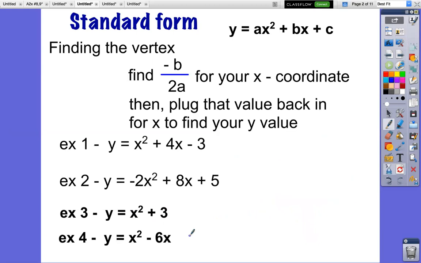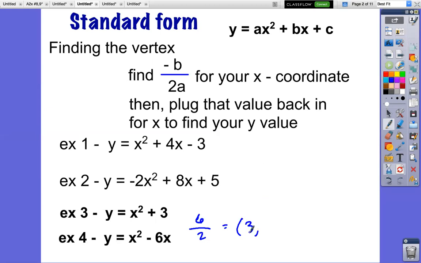Opposite of B. What's the opposite of B? On number 4, it's positive 6. Oh! You have a B, no C term. And that's why I put these up here, because some people say, I don't know what to do when there's no C, or I don't know what to do when there's no B. It's the same thing. So opposite of B over 2A. Now, part of the reason I wanted to show you guys this, there is a little shortcut here to where you can do this in your head.